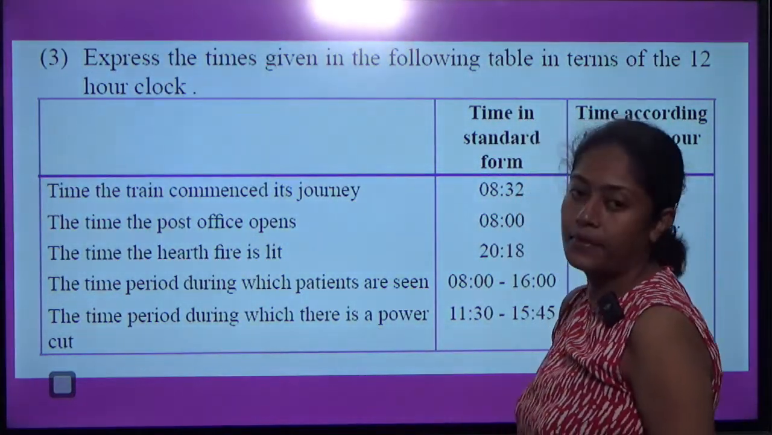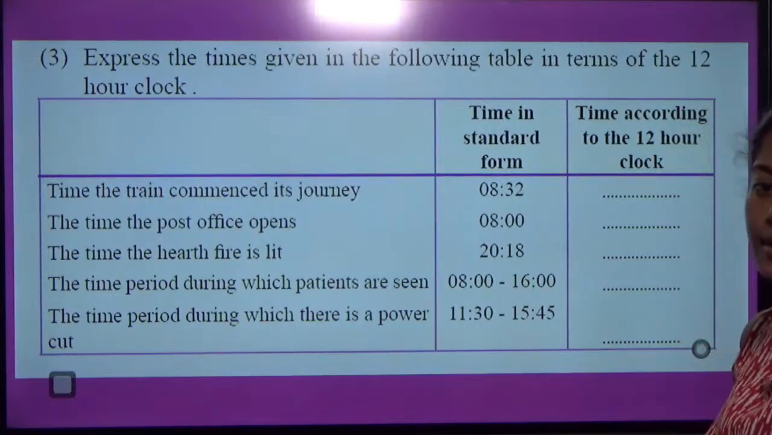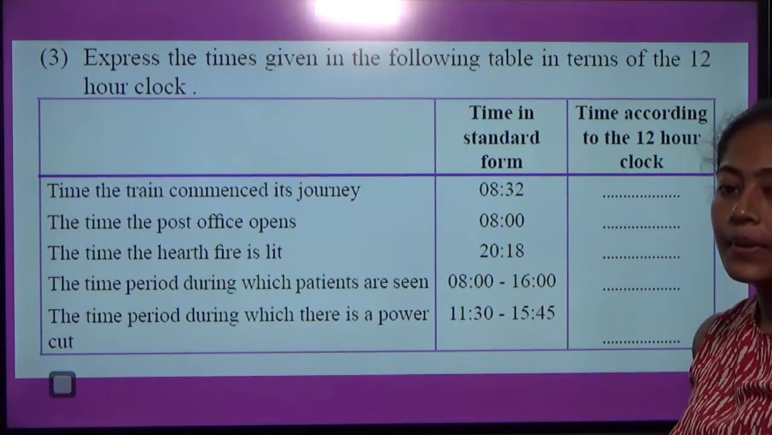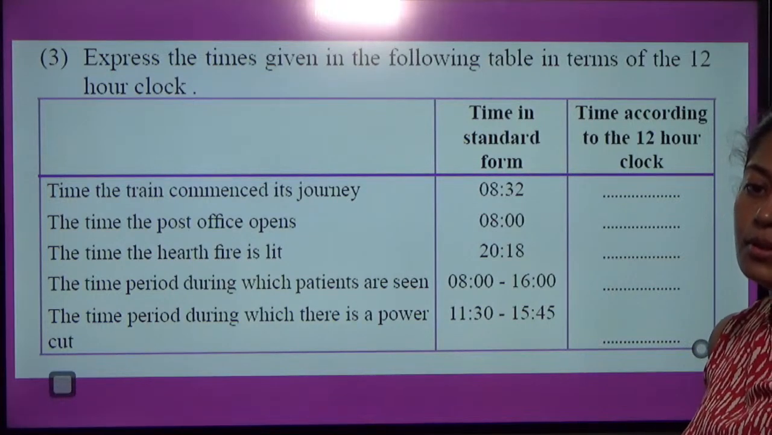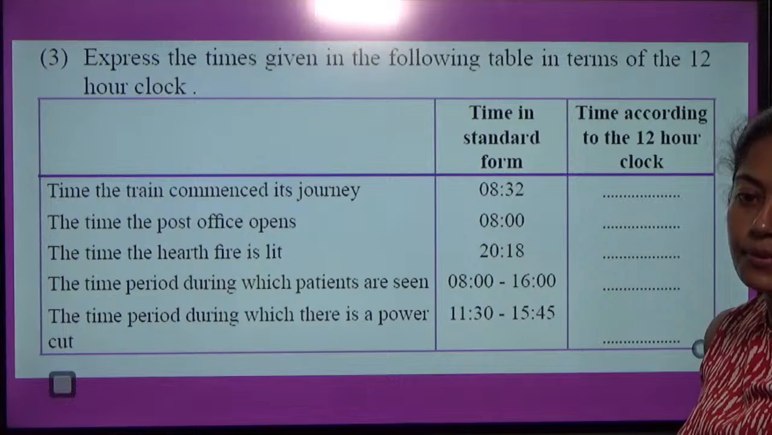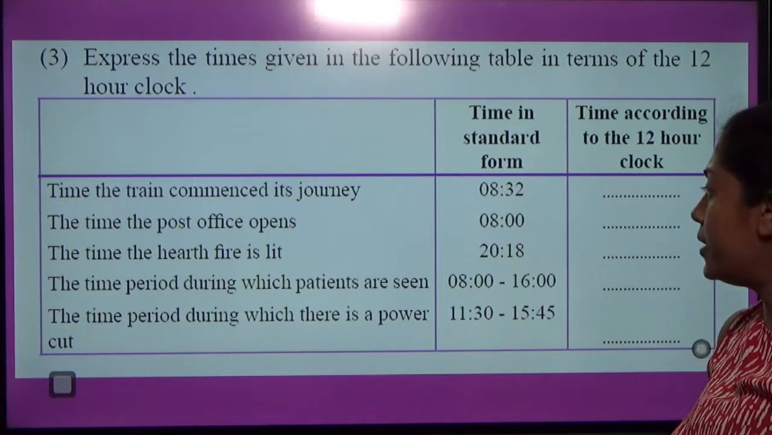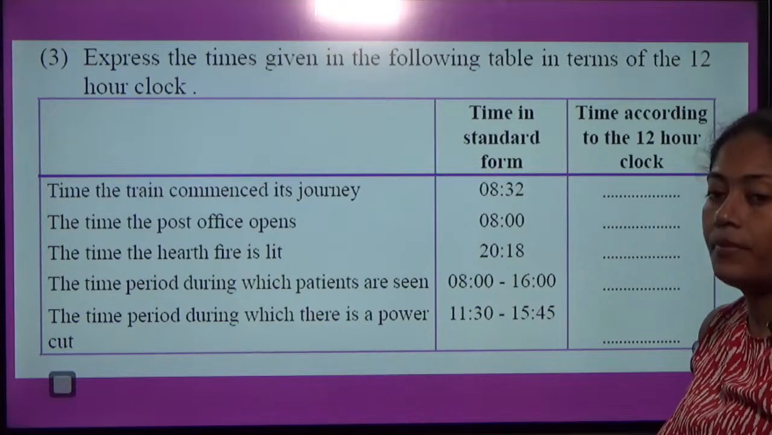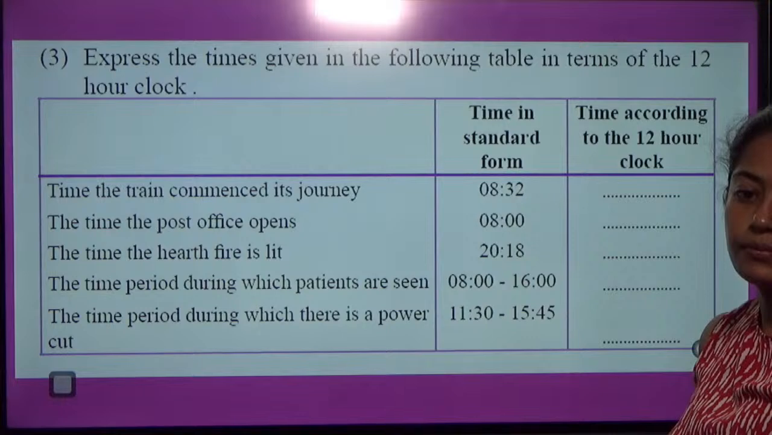Third one. In that exercise, express the times given in the following table in terms of 12-hour clock. So you have to write time according to the 12-hour clock. You have to write, they have given in standard form. Can you do that also? Right.